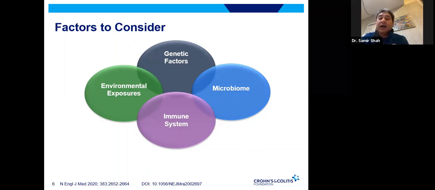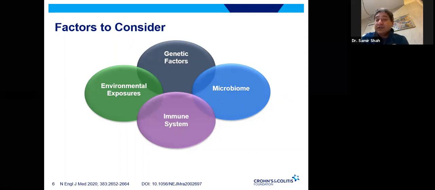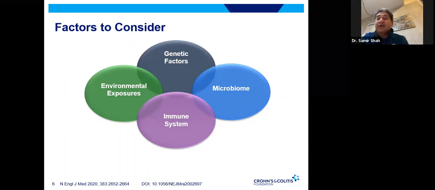We know that the microbiome, or the bacteria in our gut, have a huge influence. We're still figuring out what that influence is and how that interacts with genes. We know the immune system is very important, especially the gut immune system. And somehow that gets triggered and doesn't get turned off. And there are environmental exposures, things like NSAIDs, diet, smoking that can affect IBD. And all these factors come together to give us a picture of IBD. Next slide.